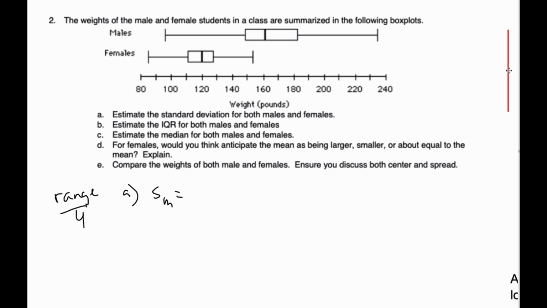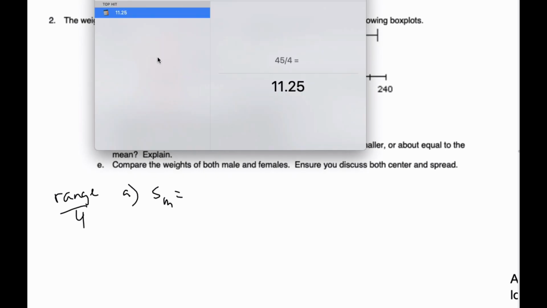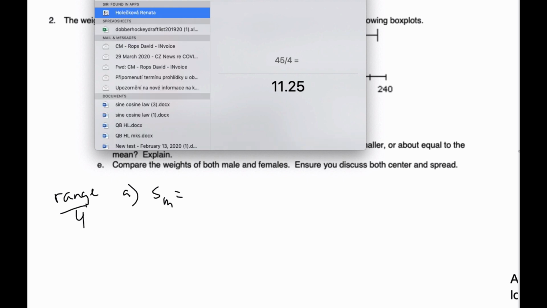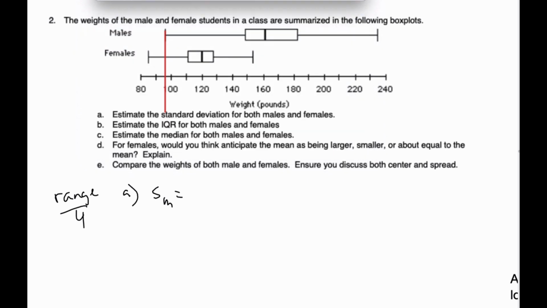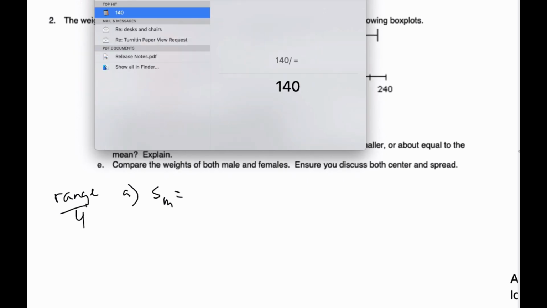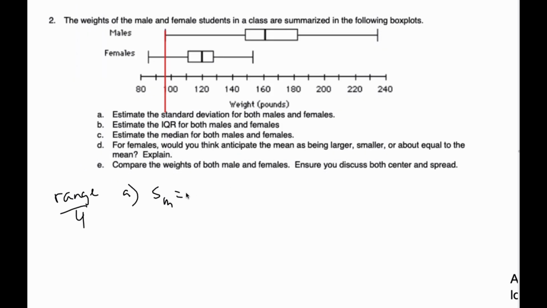So for part A, my standard deviation for the males, subgroup M. My range, if I look here carefully, my upper value is about 235, and my lower value is about 95. So if I go 235 minus 95, that's 140. If I divide that by 4, 140 divided by 4, I end up with 35. So I'm going to estimate the standard deviation to be 35 for the males.